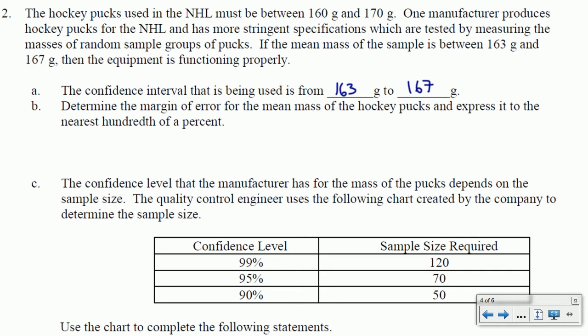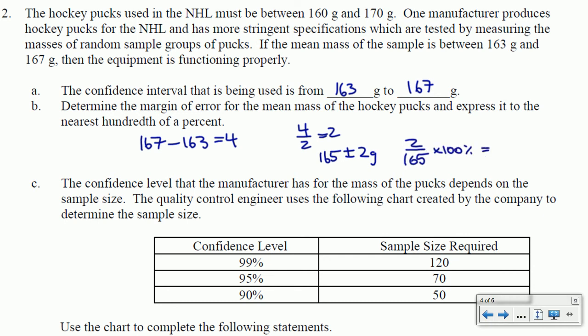Next, we need to determine the margin of error for the mean mass of the hockey pucks and express it to the nearest hundredth of a percent. So the metaphorical distance between 163 and 167 grams can be determined like this. We go 167 minus 163, which is 4. And if we divide that result by 2, we get 2. So we could express the weight of the hockey pucks from this plant to be 165 plus or minus 2 grams, because 165 is in the middle. And as a percentage, we would go 2 divided by 165 times 100%, which works out to be 1.21%.